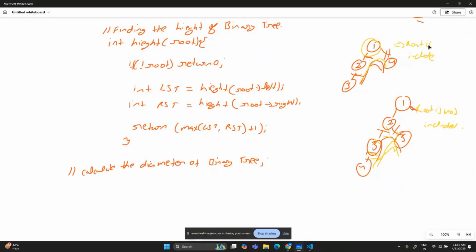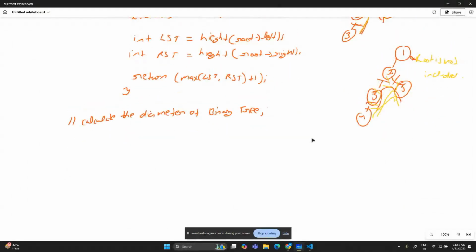Okay, class. So let's see how we can find the diameter of a binary tree. If we observe carefully, we observe only these two conditions: either the root is included, or the root is not included.